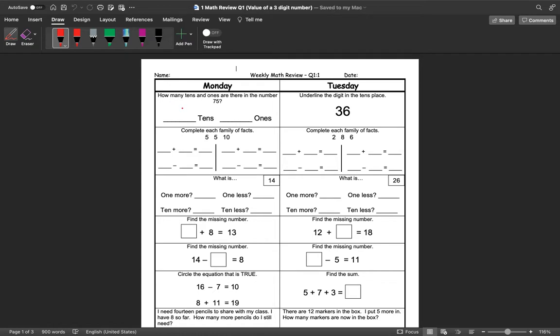Our first one, how many tens and ones are there in the number 75? Okay, well, this is place value. This is what we've been working on. So we have 7 tens and 5 ones.